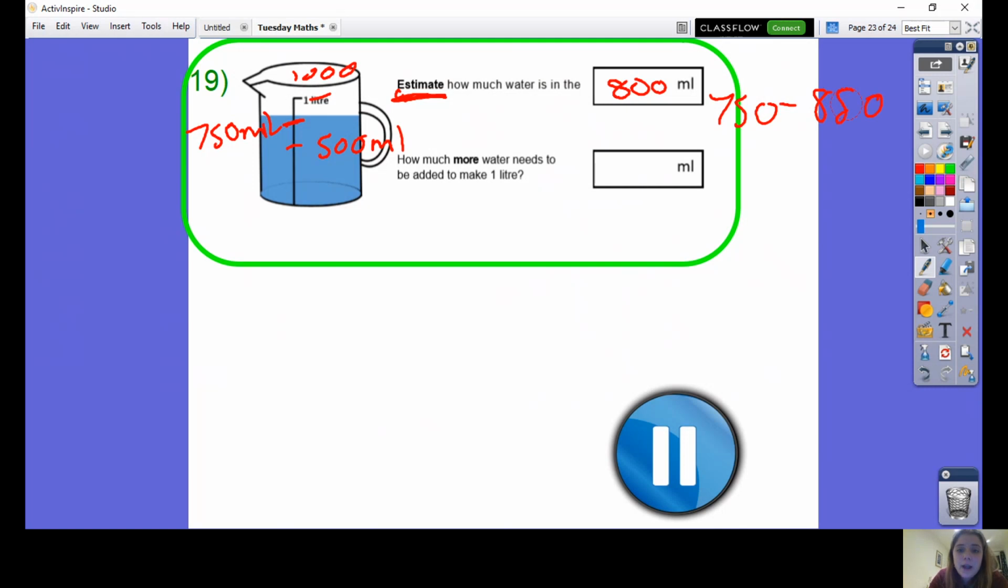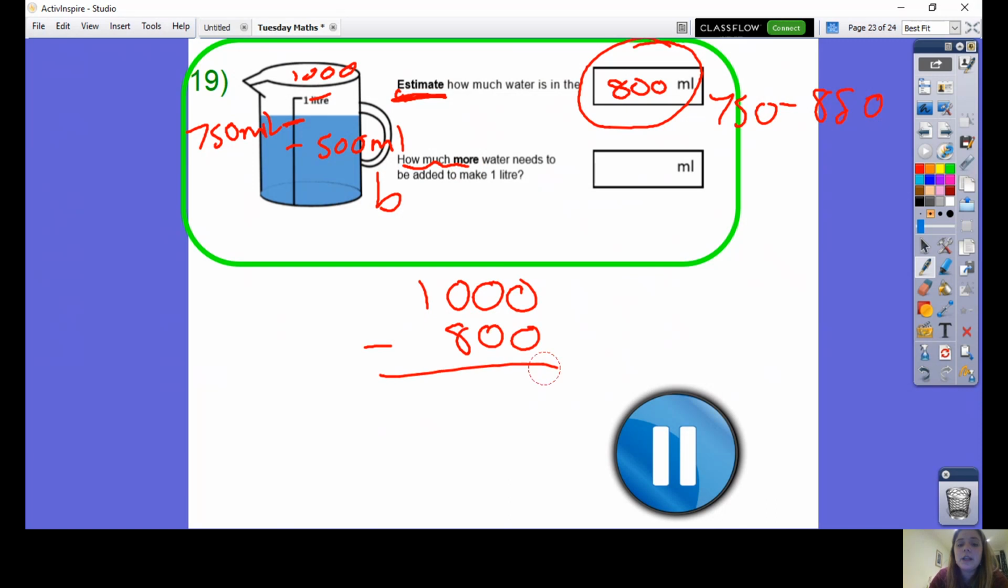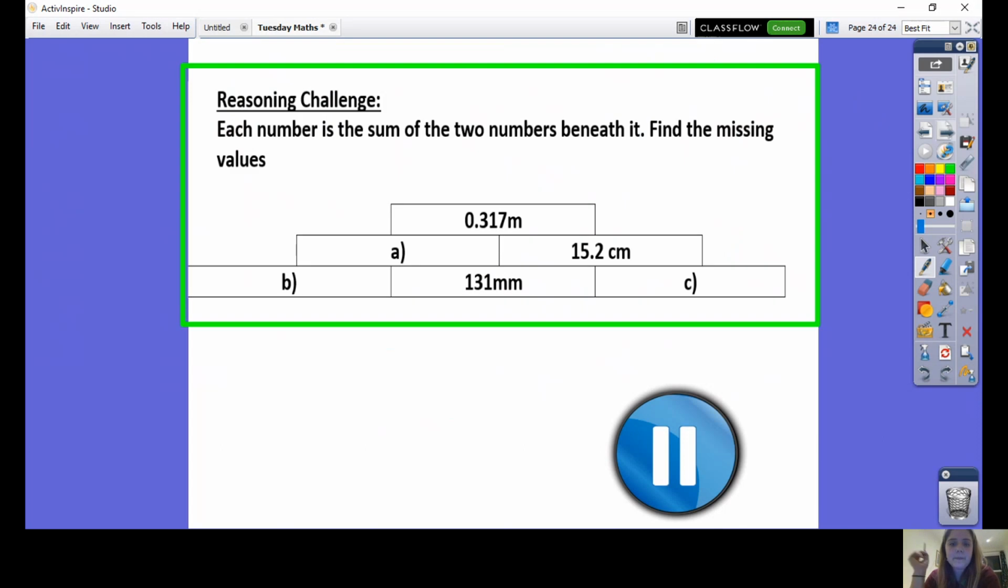For the next part, the next part of the question will depend on what you got for the first part. If you, like me, said 800 millilitres, all you need to do now is, if you're asked for how much more, that's a subtraction. Subtract 800 will give you 200. If you said it was a different number, of course, your answer will be different here.